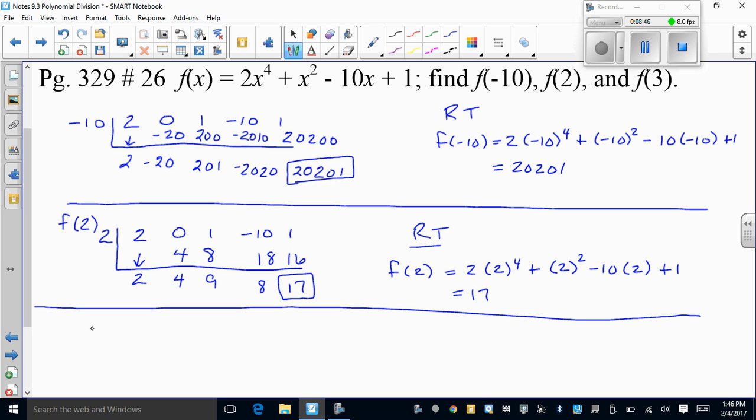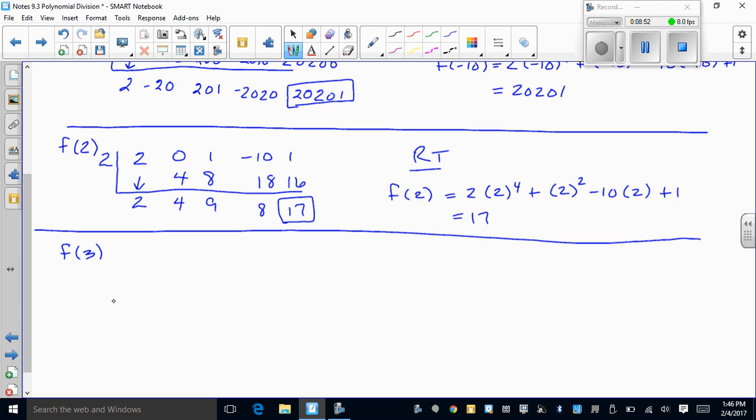And then the last one, f of 3. Again, try pausing it, see if you can do it on your own if you haven't already. So my coefficients are 2, 0, 1, negative 10, 1. Bring down the 2. 6 plus 0 is 6. Times 3 is 18. Plus 1 is 19. Times 3 is 57. Minus 10 gives me 47. Times 3 is 141. Plus 1, 142.